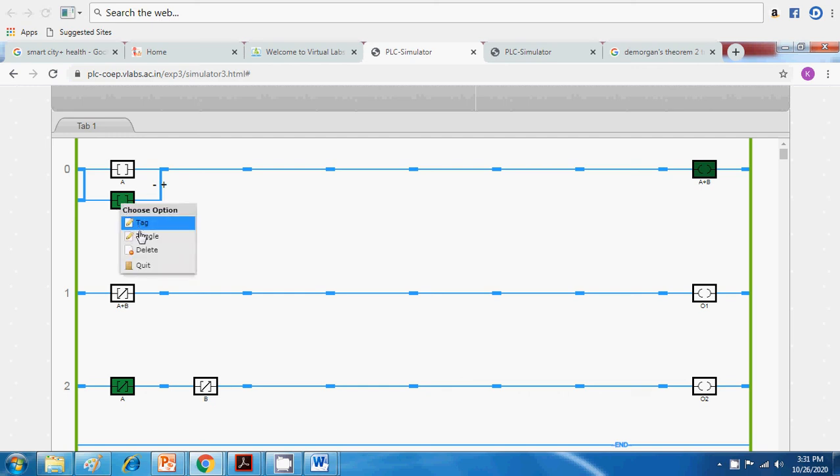Then next for 1 0, it is also 0 0. And for 1 1, it is also 0 0. So hence our first De Morgan's law is satisfied. And what is that? First De Morgan's law, A plus B bar is equal to A bar dot B bar. In the next practical we will see the second De Morgan's law.